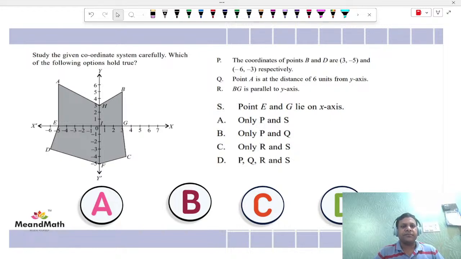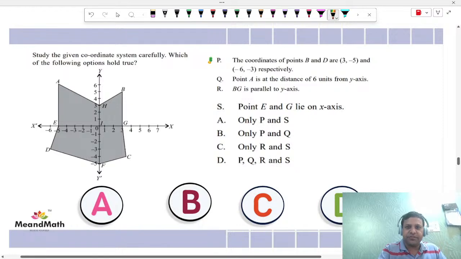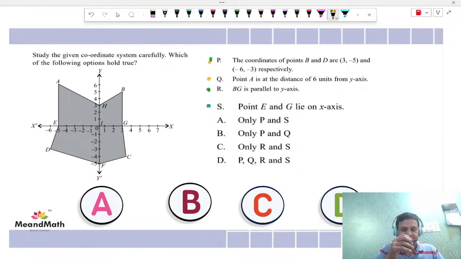Question fourth is: study the given coordinate system carefully. Which option holds true for the statements? Again, there are four statements given: P, Q, R, and S. After the four statements, how many statements are true for the given diagram? In the diagram, A, B, C, D, E, F, H, I coordinates are given.